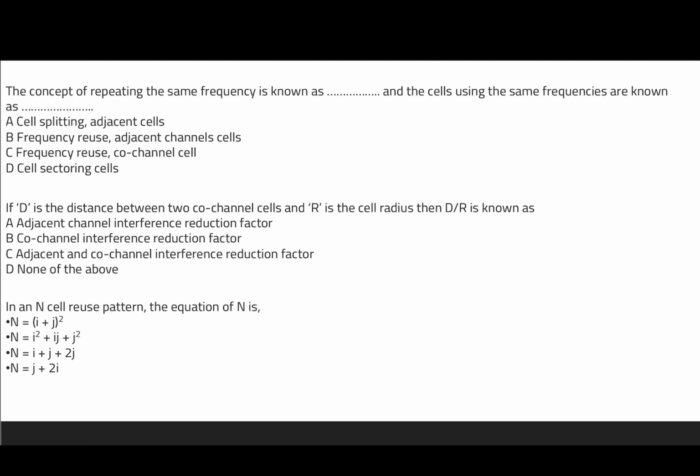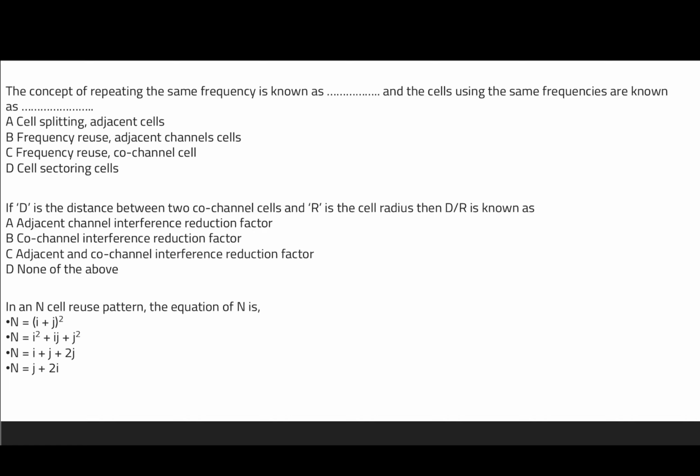We know that in mobile communication or cellular communication, the available frequency spectrum will be very limited. To serve many users, the same frequency channels are to be reused in different geographical locations that are far apart so that they do not interfere with each other. This concept is known as frequency reuse. So in the question, the concept of repeating the same frequency is known as the frequency reuse.